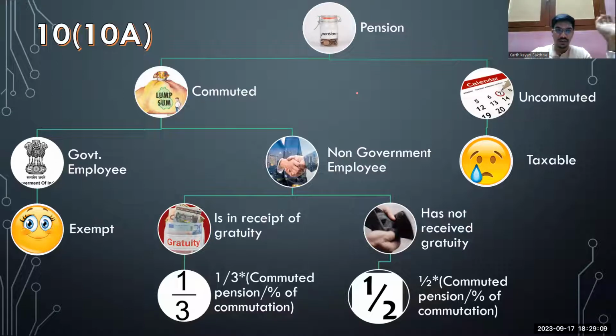Let me put it again, the provisions in relation to pension. The uncommuted pension is entirely taxable in the period in which it is received. If the pension is commuted, that is, it is received on the day when the employee is retiring, and he is a government employee, the commuted pension is fully exempt. If he is a non-government employee, then we should check if he is receiving gratuity. If he is receiving gratuity, 1/3 of commuted pension divided by percentage of commutation is exempt. If he is not receiving gratuity, then half of the commuted pension divided by percentage of commutation is exempt. Right? So is this clear?